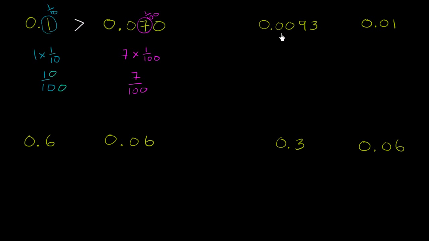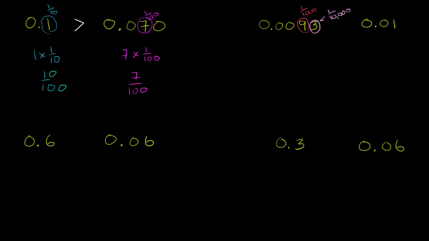So here we have 0.093, and here we have 0.01. So let's just think about this a little bit. So this 9, let me get a new color here. This 9 is not in the tenths, the hundredths, it's in the thousandths place. And this 3 is in the 10,000ths place.